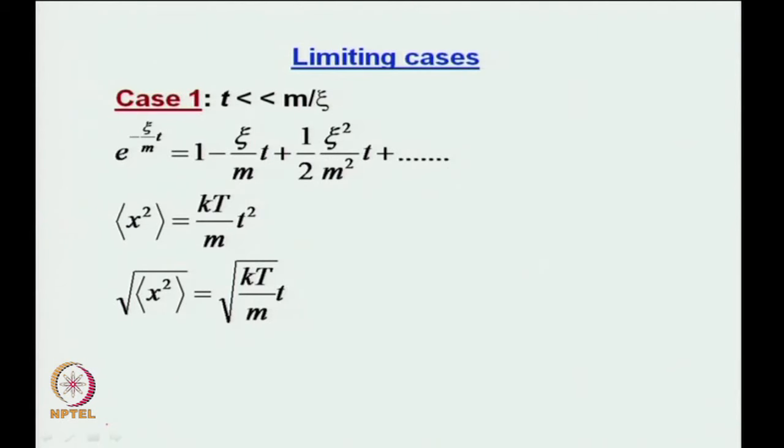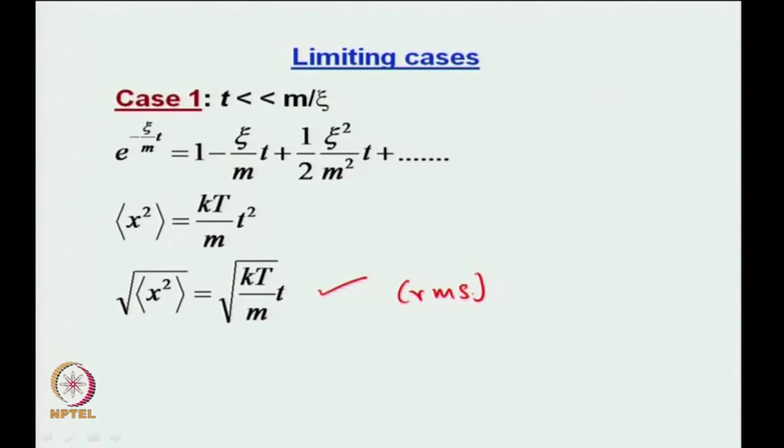Because that exponent is very small, you can expand. You do this expansion and put it in the equation we had in the previous slide, and from there what you get is the mean square displacement x square equal to kT over m times t squared, or the root mean square is given by the last equation. So, this is your RMS, the root mean squared displacement.